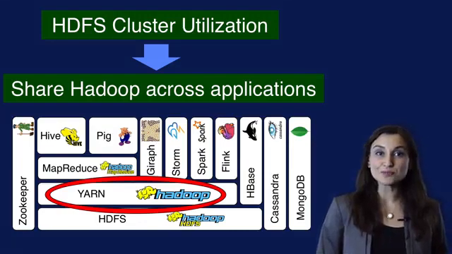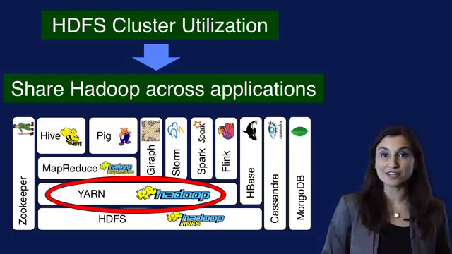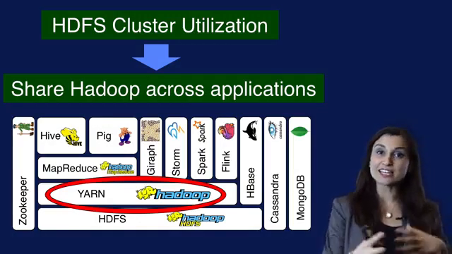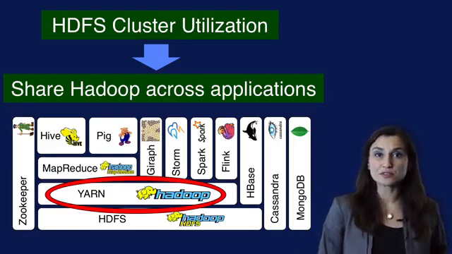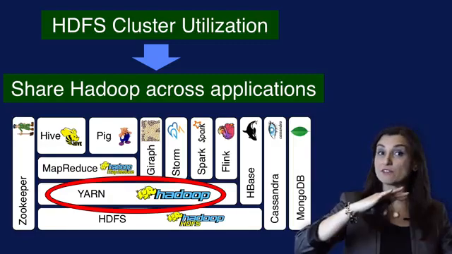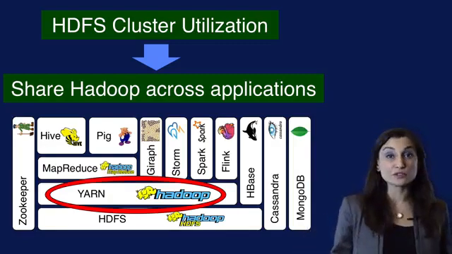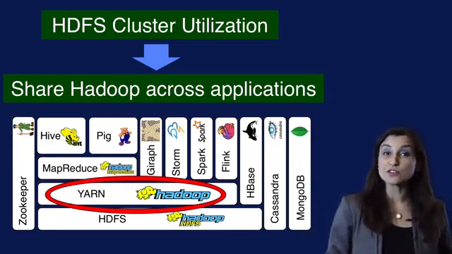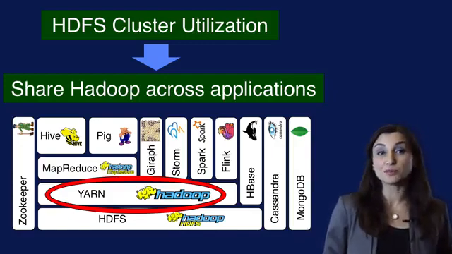Yarn is a resource manager layer that sits just above the storage layer, HDFS. Yarn interacts with applications and schedules resources for their use. Yarn enables running multiple applications over HDFS, increases resource efficiency, and lets you go beyond the MapReduce or even beyond the data parallel programming model.